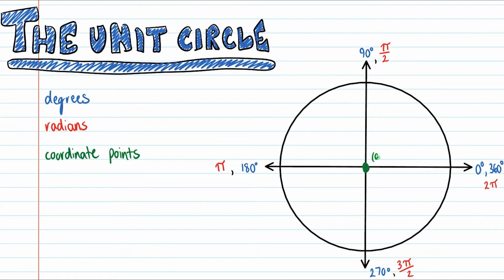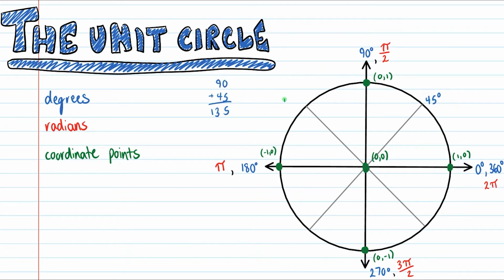And I'm also going to add coordinate points in green here. So the middle is our origin, 0, 0. And then we have 1, 0, 0, 1, negative 1, 0, and 0, negative 1, respectively. Next, I'm going to split each of these into what will now be 45-degree angles. So we'll have 45 degrees, and then 135 degrees, and then 225 degrees. Next we have 315 degrees.